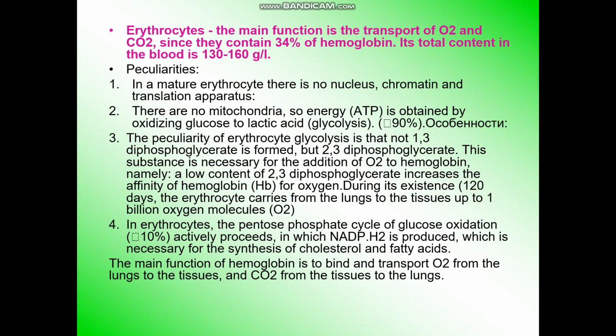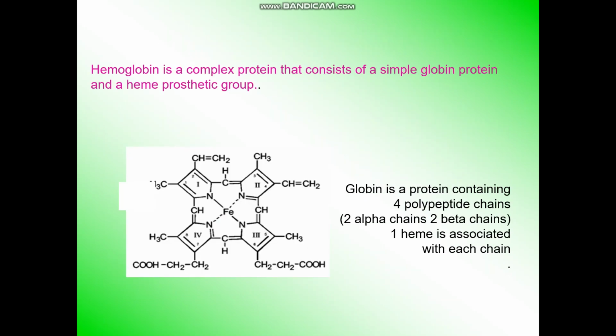Erythrocytes: the main function is the transport of oxygen and carbon dioxide, since they contain 34% hemoglobin. Its total content in blood is 130 to 160 grams per liter. Hemoglobin is a complex protein that consists of a simple globin protein and a heme prosthetic group.